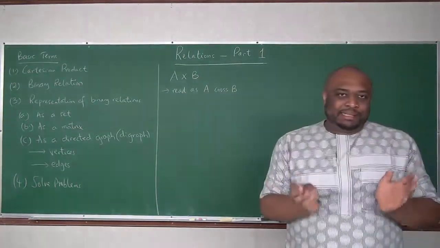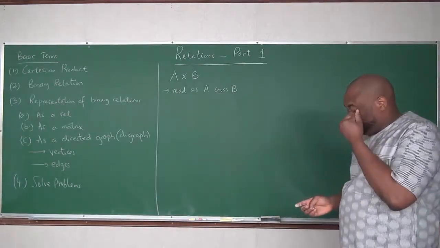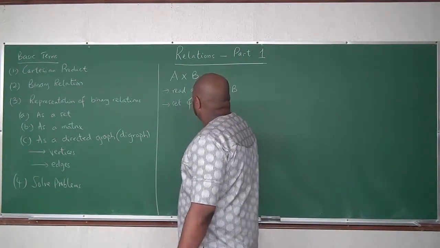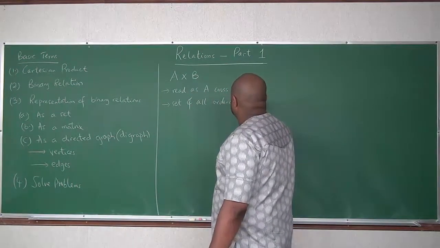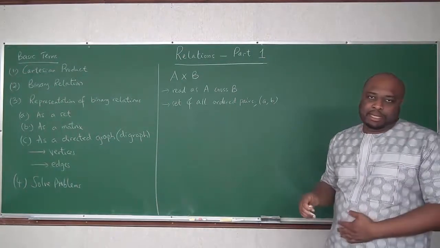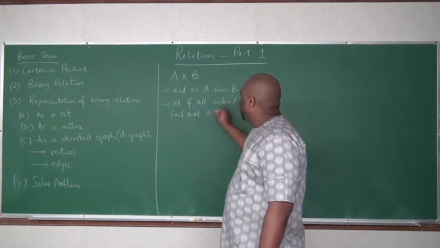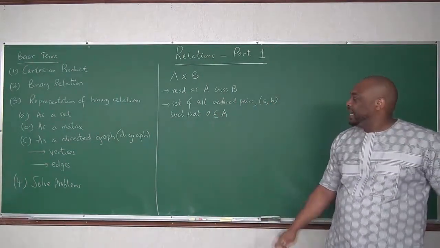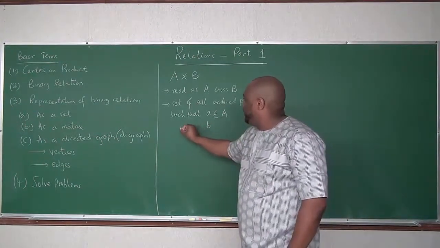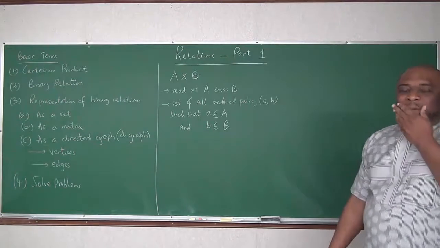So this is a set of all ordered pairs. It is a set of all ordered pairs (a, b) such that a is an element of, epsilon, we talked about it in sets, such that a is an element of A, and then b is an element of B. So that is what we mean by a Cartesian product, A cross B.